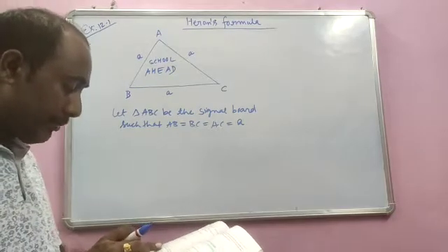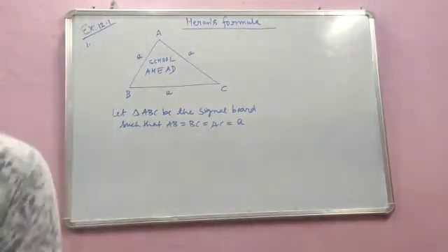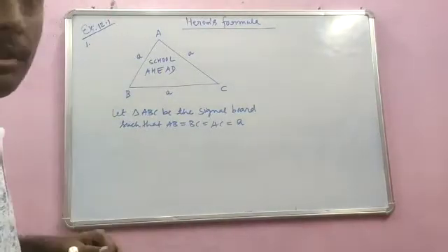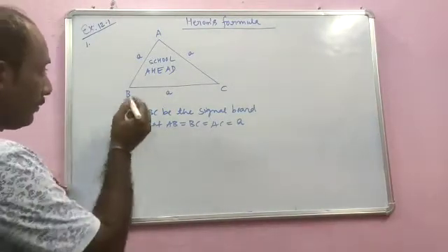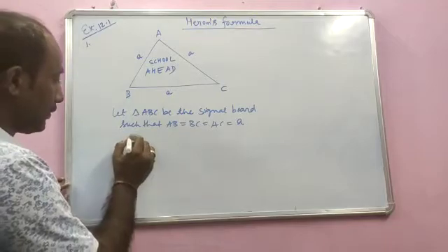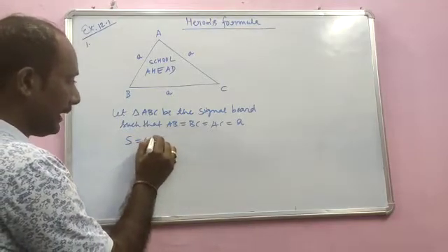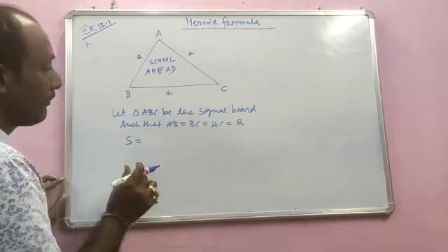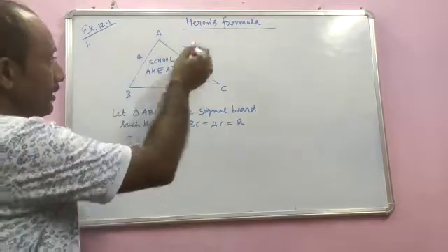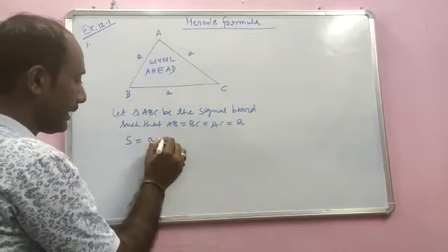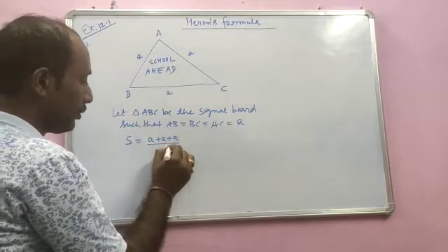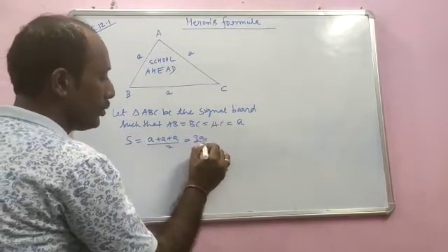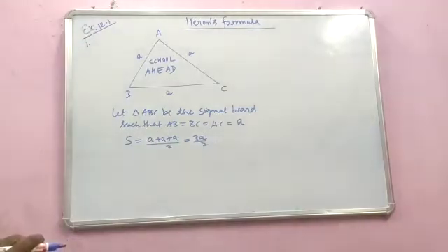Find the area of the signal board using Heron's formula. We have to find its area using Heron's formula. So to find the area of this triangle using Heron's formula, we will first find S. S will be (a + b + c)/2, the sum of all three sides divided by 2. Here the three sides are all a, so we write (a + a + a)/2, that is 3a by 2. Calculated.